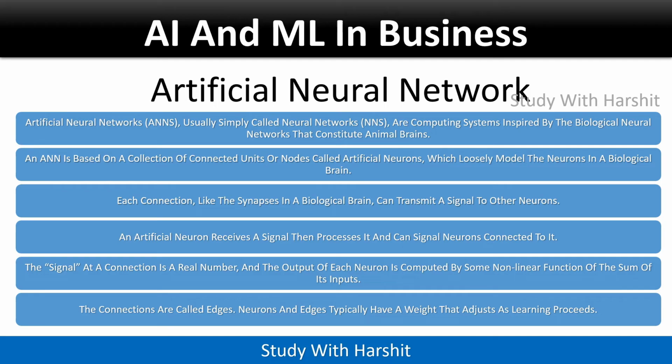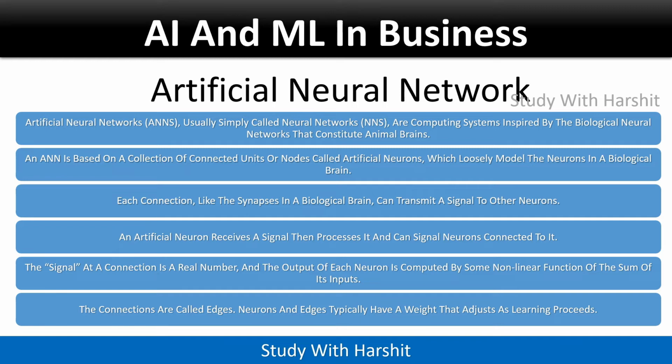Artificial neural network, ANN. Artificial neural networks, usually simply called neural networks, are computing systems inspired by the biological neural networks that constitute animal brains. An ANN is based on a collection of connected units or nodes called artificial neurons, which loosely model the neurons in a biological brain. Each connection, like the synapses in a biological brain, can transmit a signal to other neurons. An artificial neuron receives a signal, then processes it, and can signal neurons connected to it.